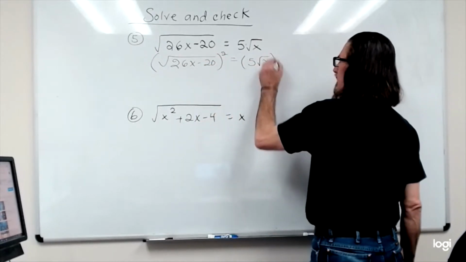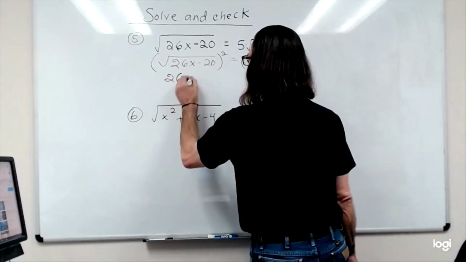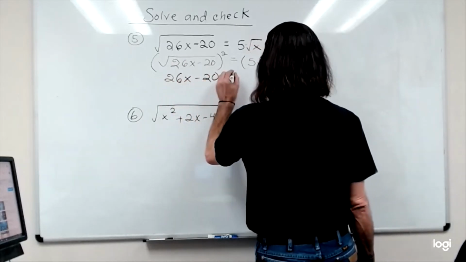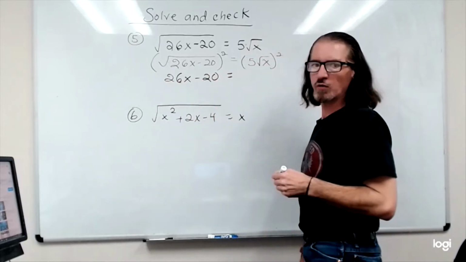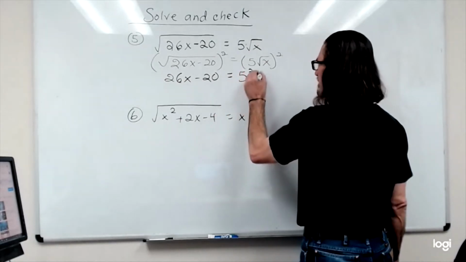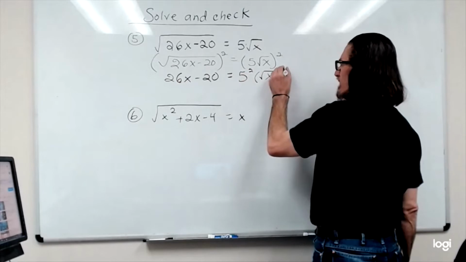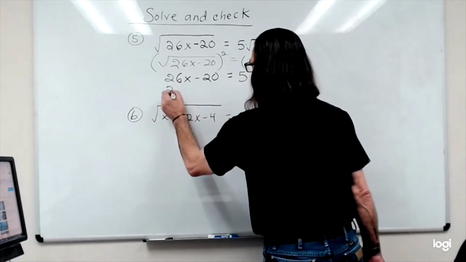on the one hand, it cancels out on the left-hand side, the squaring and the square root. Whereas here, because that's multiplication, or if it had been division, I could square the 5 and square the square root of x. So that's going to give me 25x on the right-hand side.